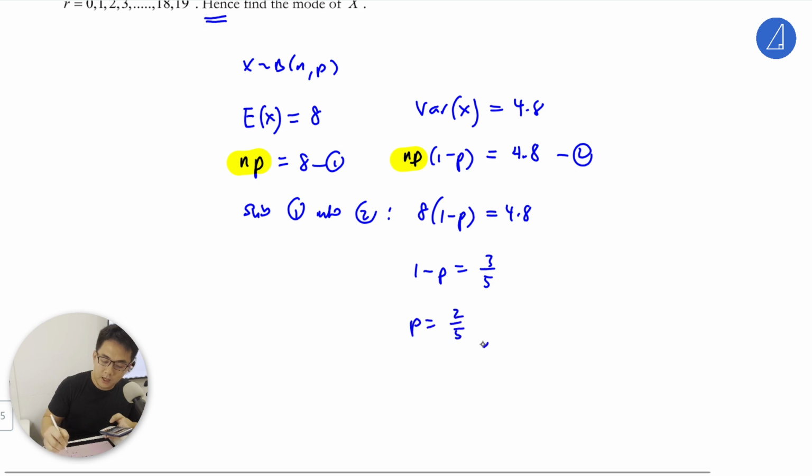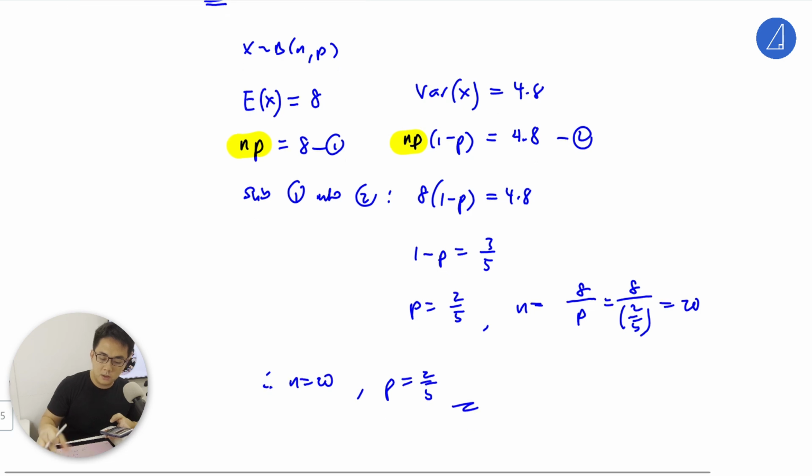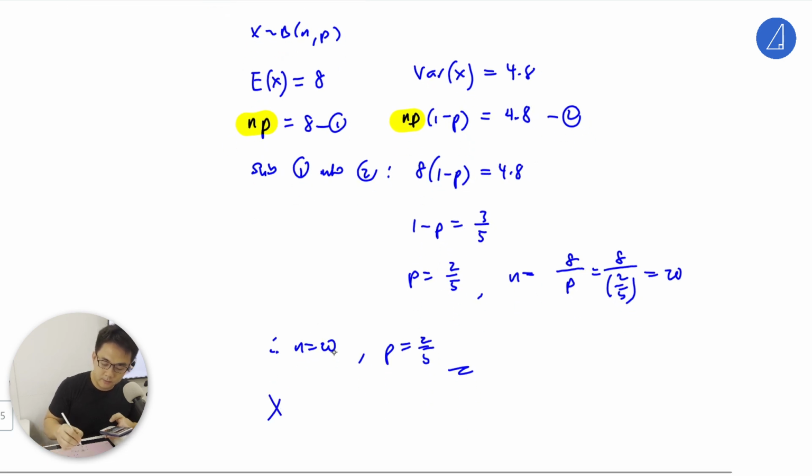Okay, great. Then n will just be 8 over p, which is 8 over 2/5, which is actually 20. So n is 20, p is 2/5. I think this is okay. So X is binomial, 20, 2/5.